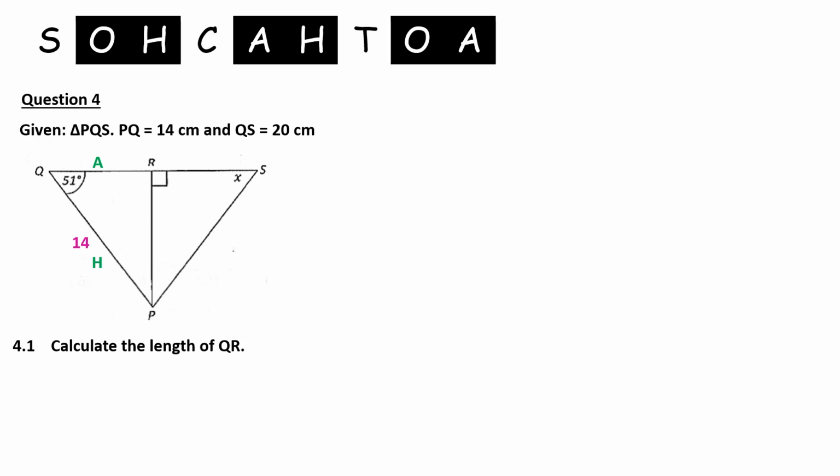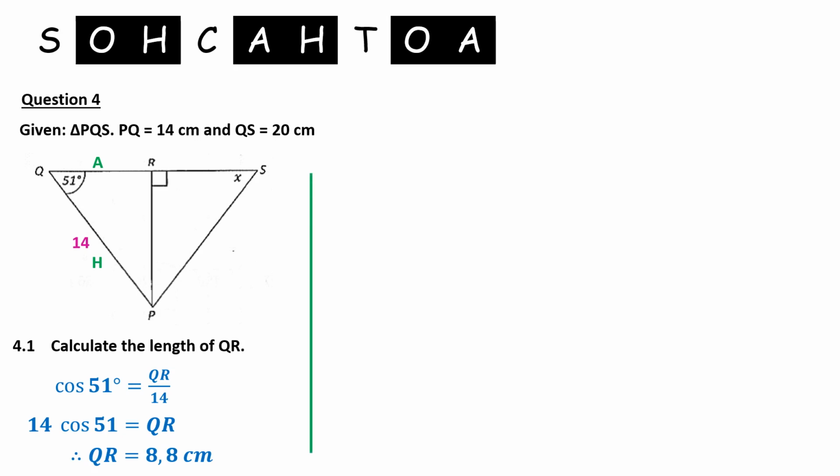So which trig function works with adjacent and hypotenuse? Well, it's cos. So the cos of 51 degrees is going to be the adjacent side, which is QR, over the hypotenuse, which is 14. And if I want to calculate QR, I'm going to multiply by 14 on the other side. So QR is going to be 14 times the cos of 51. So QR is equal to 8,8 centimeters.